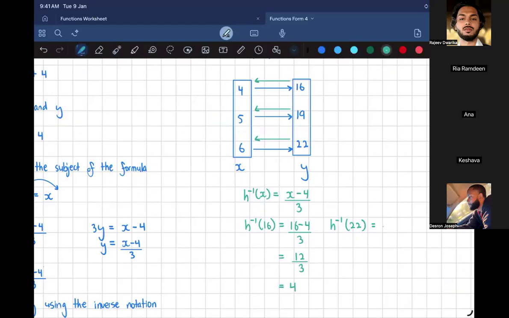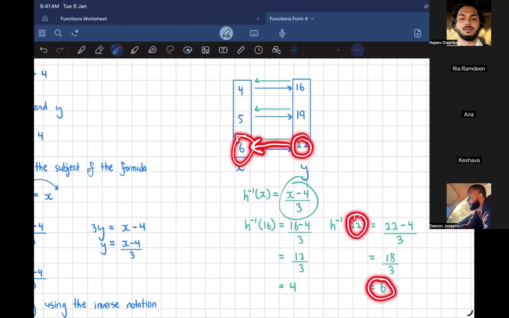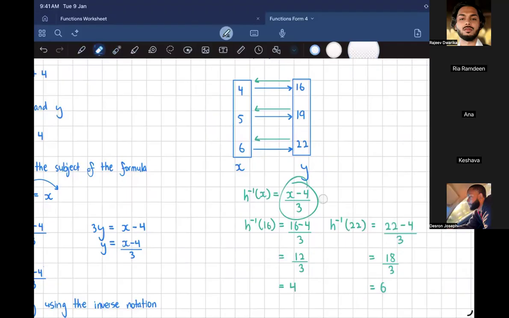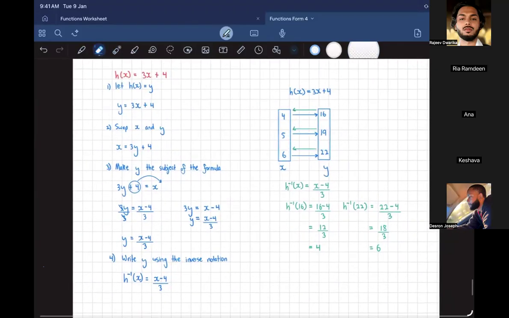If I plug 22 into the inverse function, that's going to be 22 minus 4 all over 3. What's 22 minus 4? 18. What's 18 over 3? 6. Bam. Does it work? Yep, it does work. So we are correct. So that's it for inverse function.